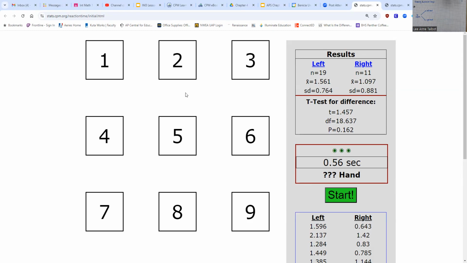Okay, did anybody not go? You all went? Okay, all right, so take a look at our results up here. There were 19 left-handers, 11 right-handers, and the mean of the left was 1.561, the mean of the right was 1.097. Standard deviation is higher on the right, though. I don't know if it was from that one that was clicking everywhere.